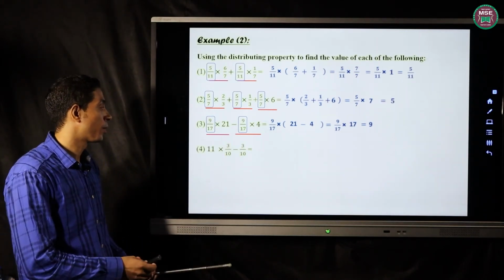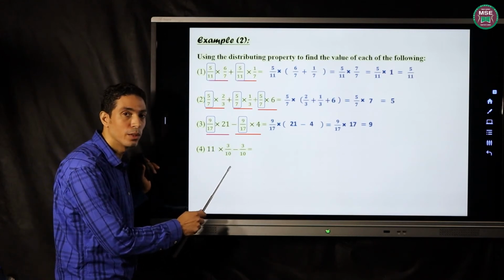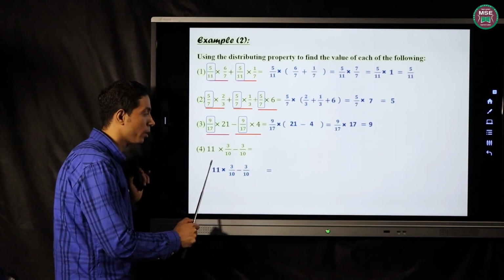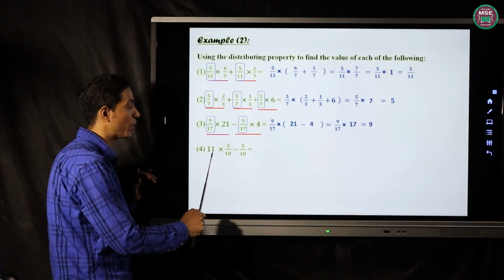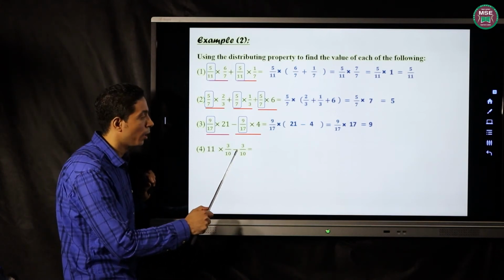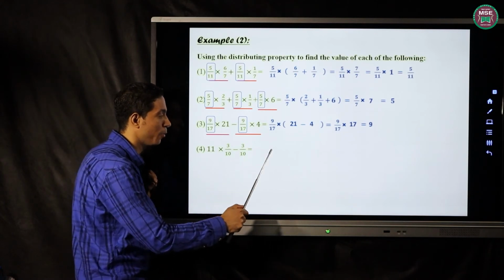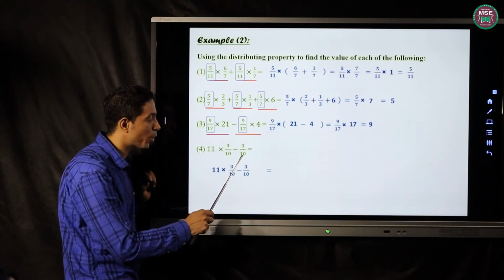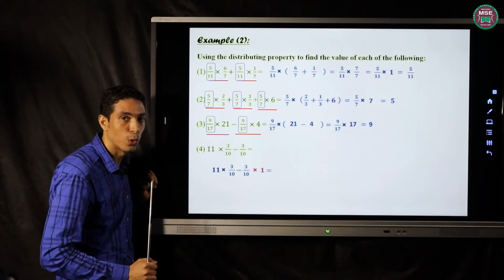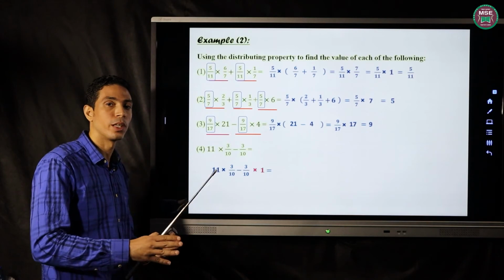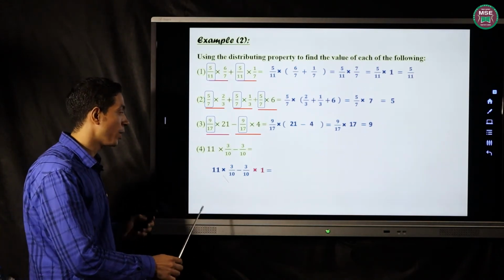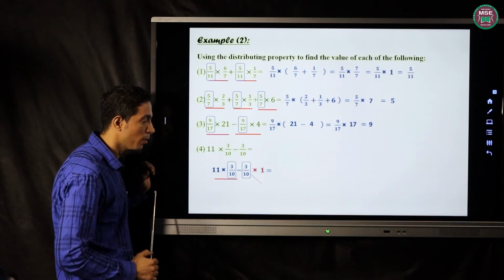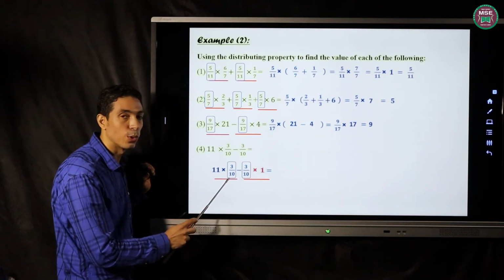Number 4, 11 multiplied by 3 over 10 minus 3 over 10. If we make a line between 11 and 3 over 10, this fraction isn't multiplied by another number, so we can type 3 over 10 multiplying by number 1, because any number times 1 equals the same number. Then we make lines between the numbers that have a multiplication sign, and the repeated number is 3 over 10.